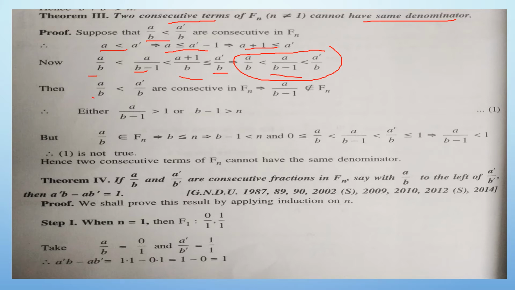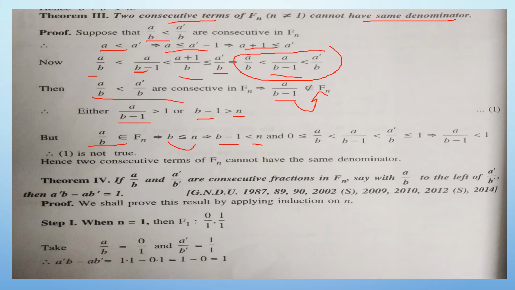Now since these are consecutive terms in Fn, this term cannot belong to Fn. So there will be two conditions. Whenever a fraction does not belong to the Farey sequence, there will always be two conditions. Either that fraction is greater than 1 or its denominator should be greater than n. Then it will not belong to the Farey sequence, because in a Farey sequence the denominator is always less than or equal to n and the fraction lies between 0 and 1. But a upon b belongs to the Farey sequence, so b must be less than or equal to n. So we can say b minus 1 is less than n.